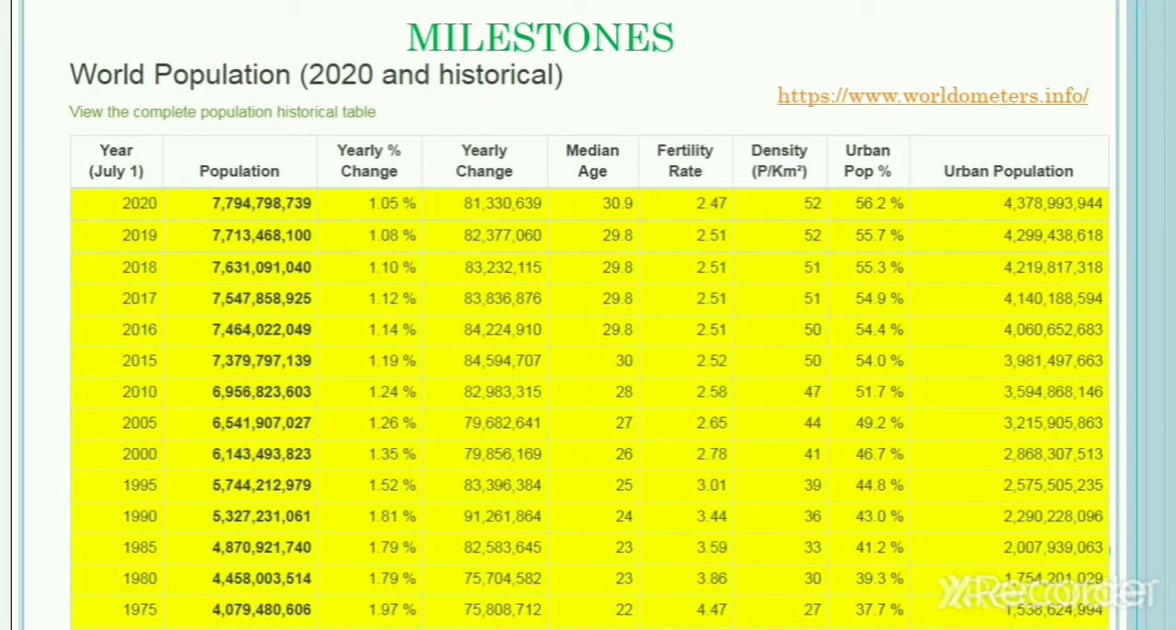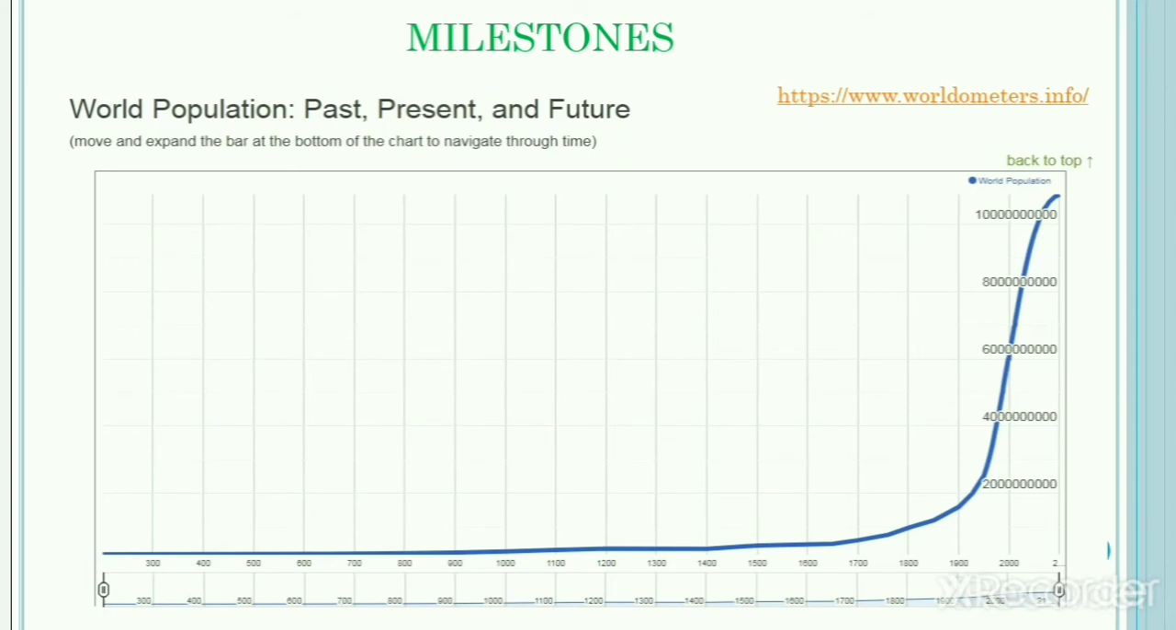As of 2020, we have reached 7.9 billion population. And before that, if you look into the milestones of the population, you can find that the population reached 1 billion only by 1800, 6 billion on October 12, 1999, and 7 billion on October 31st, 2011.